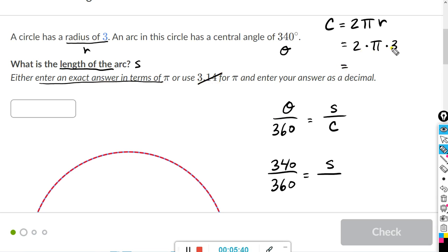So 2 times 3 is 6, and we still have pi. So that is our circumference, C. And we are going to replace C with 6 pi. So we have S divided by 6 pi. In order to solve for S, we're going to multiply both sides by 6 pi.